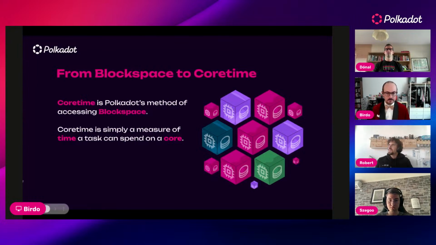Okay. Yeah. So to understand core time, I think we need to understand what the core is. So what is a core? So Polkadot, in comparison to traditional blockchains like Bitcoin or Ethereum, is multi-sharded. So it's not only securing one chain, one fixed chain, it's securing many chains. And it's even better than that. These chains are not even fixed. It's completely permissionless. Polkadot doesn't even care what chains it's actually securing.